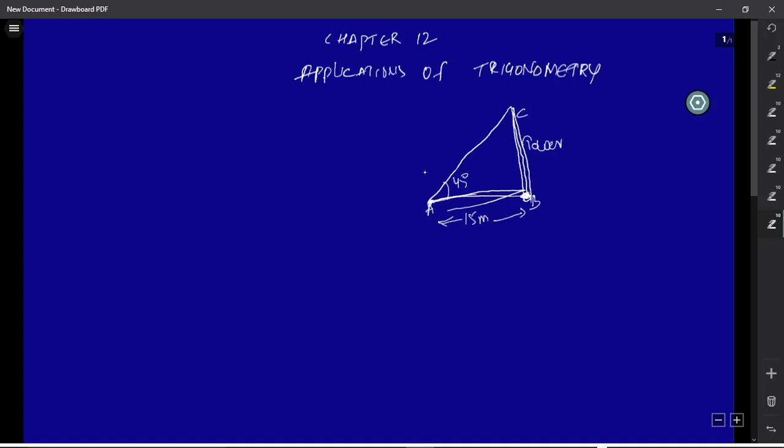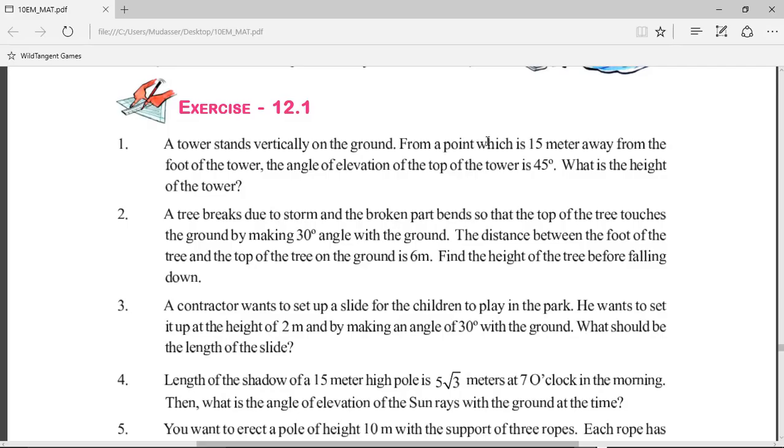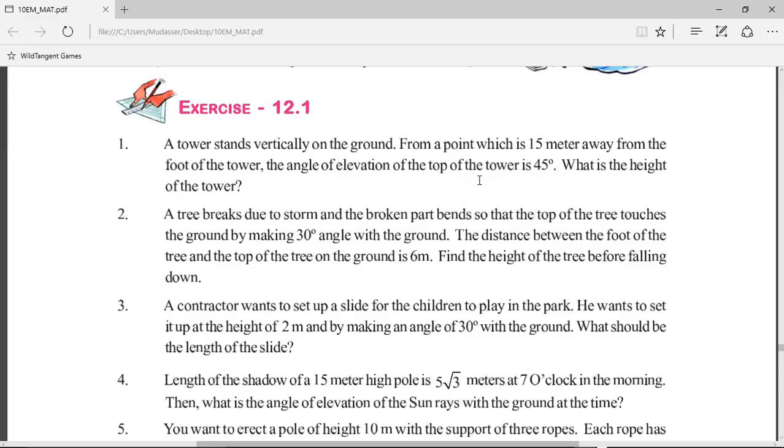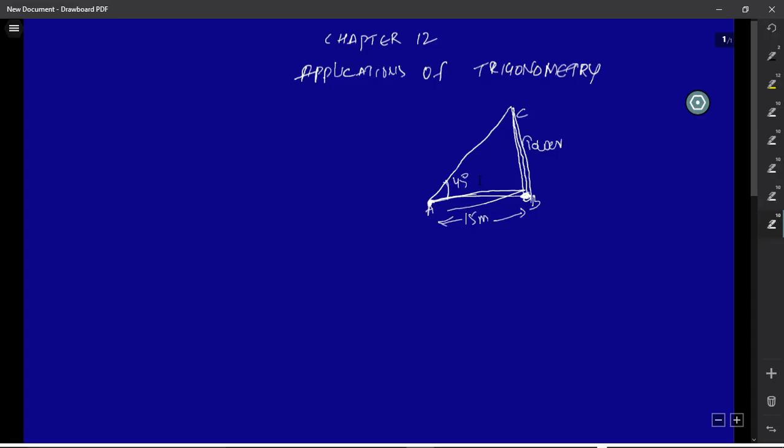So from 15 meters away from that foot of the tower, which is point A, from this point we are looking at the top of the tower and we are getting an angle 45 degrees. What is the height of the tower? This is the question. So we'll have to find out what is BC.